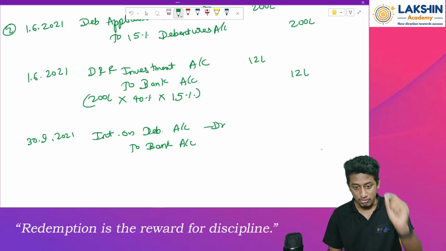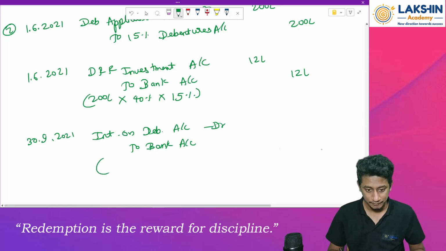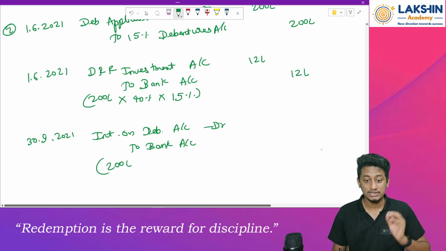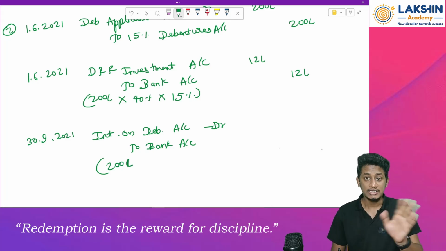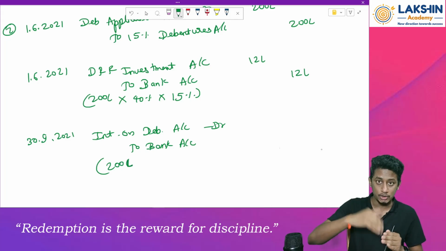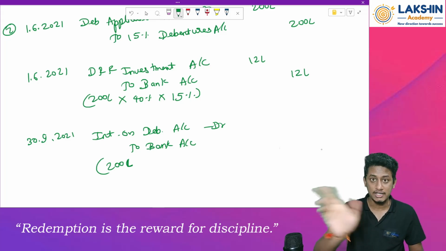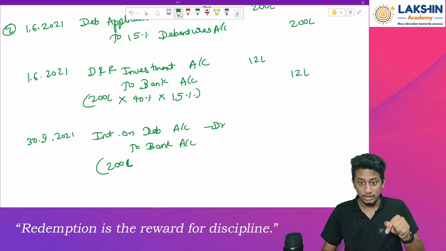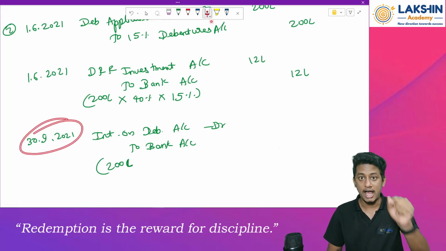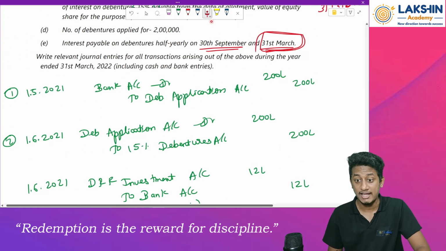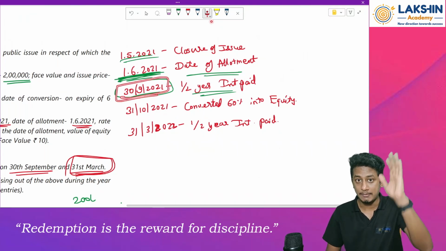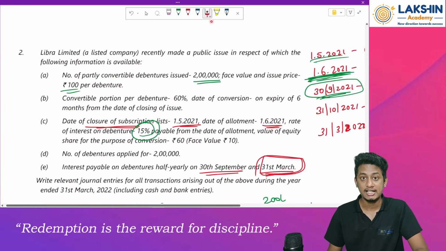Now comes the question: how much is the interest? On what amount will you pay the interest? On the complete 200 lakhs, because this is the amount due to us. Once you convert the debentures into equity, for that conversion don't pay the interest; only pay the interest for the debenture part. But on this date, are the debentures converted to equity shares? No, sir, because the conversion date is October end, and we are in September end. So we need to pay the interest for all the debentures.